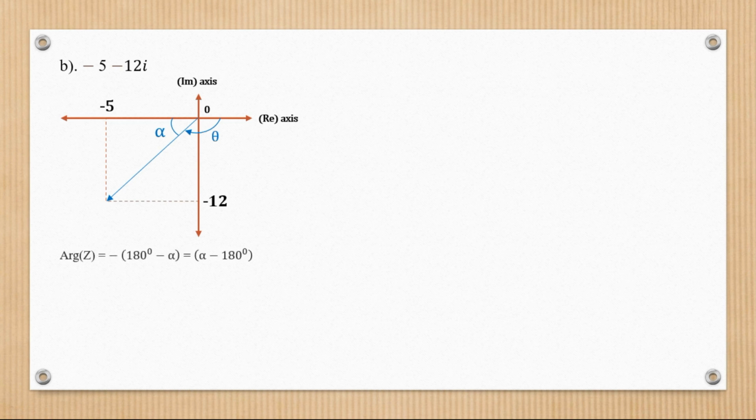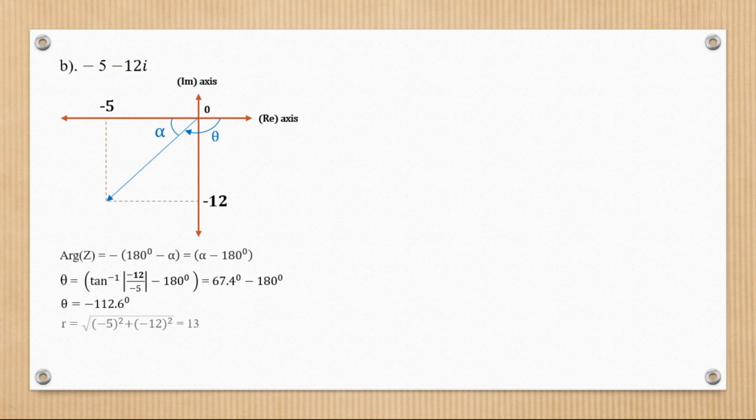So we know that to find it, we have negative of 180 minus alpha, which is the same as alpha minus 180. And then we know that alpha is tan inverse of negative 12 over negative 5. But now we need a positive answer from here, so we're going to place it in between these bars so that we only get a positive. So tan inverse of 12 over 5 is going to be equal to 67.4 degrees. So we have 67.4 minus 180, of which now theta is going to be equal to negative 112.6 degrees.